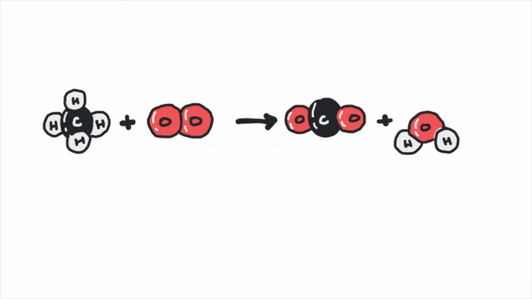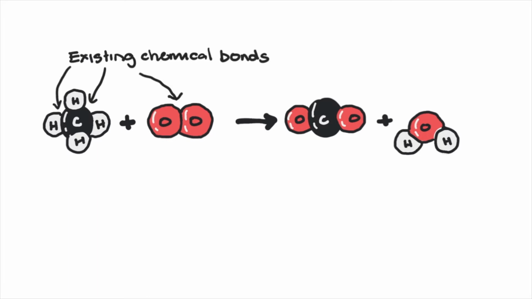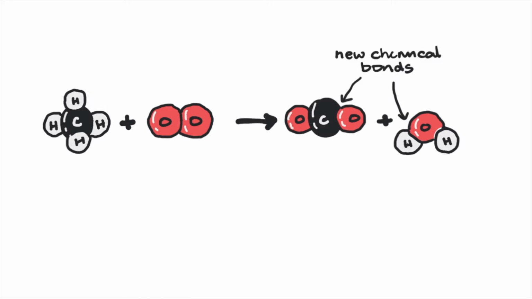To understand what's happening during a chemical reaction, you need to visualize that atoms, ions, and molecules are being rearranged. This means existing chemical bonds must be broken and new ones are then formed. But why do atoms rearrange in the first place? At this point you don't need to know, but let's look at this example.